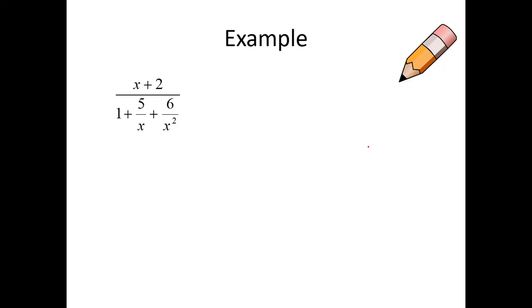Let's try another one. So I have x plus 2 divided by 1 plus 5 over x plus 6 over x squared. Now, notice there are multiple fractions in this denominator. That's a bad idea. What you're going to want to do is get one fraction. So you're going to want to combine terms down in the denominator. So I'm going to rewrite this out just so it looks clean here.